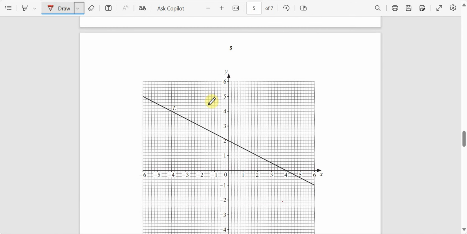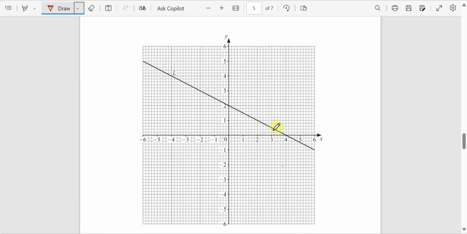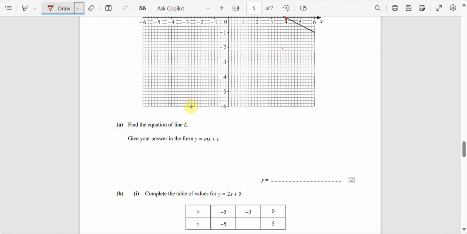So this is the line. In this case, you're not given the coordinates. When you're not given the coordinates, you're expected to pick your own. Pick 2 points whose coordinates you can easily read. So I'm going to pick this, which is minus 4, 4. I can also pick this point, just for me to get my gradient, and this point is 4, 0. So I'm going to use that to find my gradient.